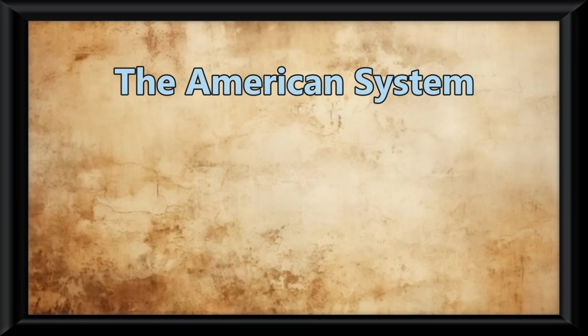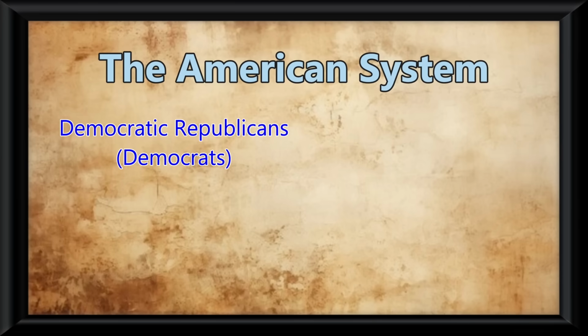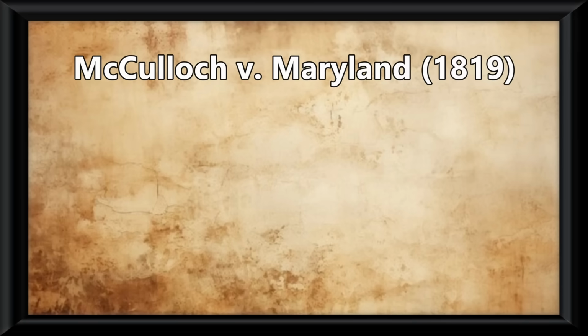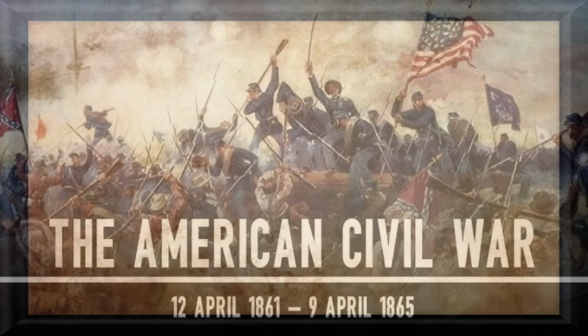This was so controversial and caused many debates to arise from the Democratic Republicans, later known as the Democrats, who opposed it, and the New National Republicans, later known as the Whigs, who supported it. The Supreme Court had its say with its McCulloch v. Maryland case, which established that federal power trumps state power. But who cares about that? It's time to talk about early Civil War causes.